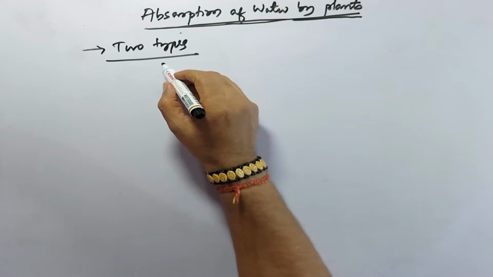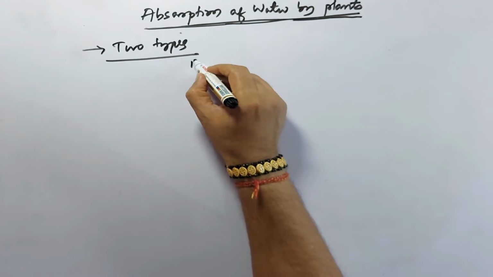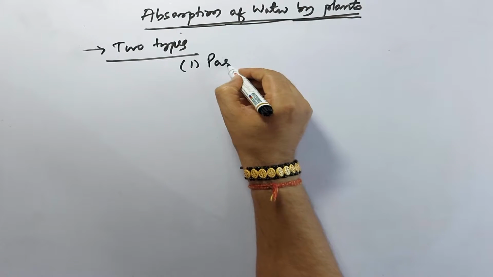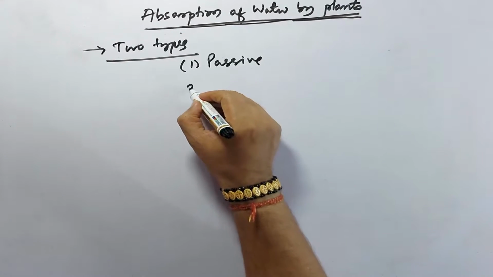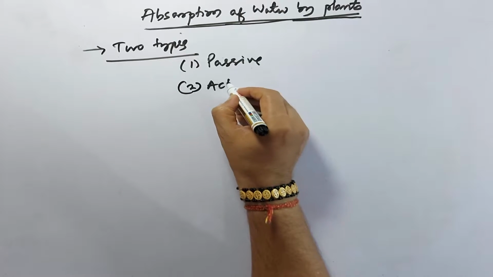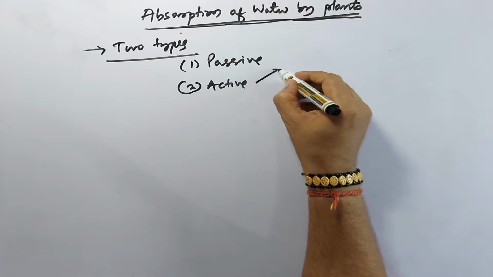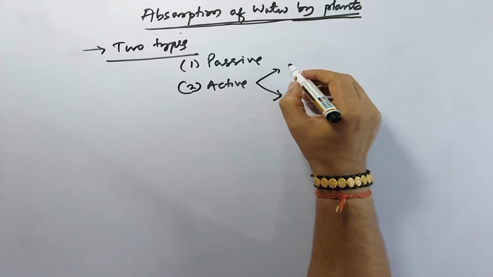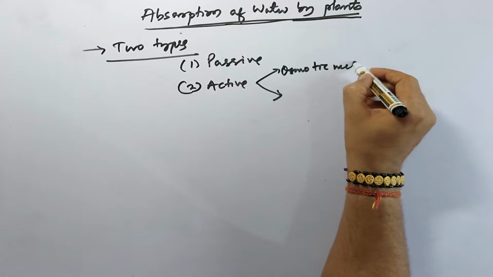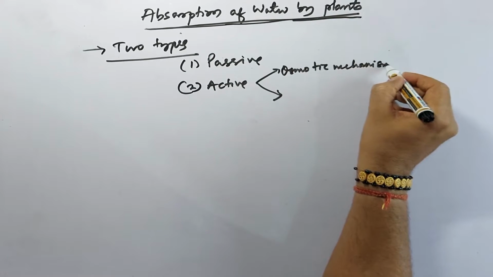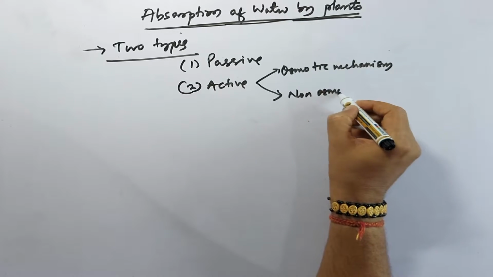Now we will discuss that water absorption is of two types. One is passive water absorption and the other is active water absorption, and this active is again divided into the osmotic mechanism and the non-osmotic mechanism.